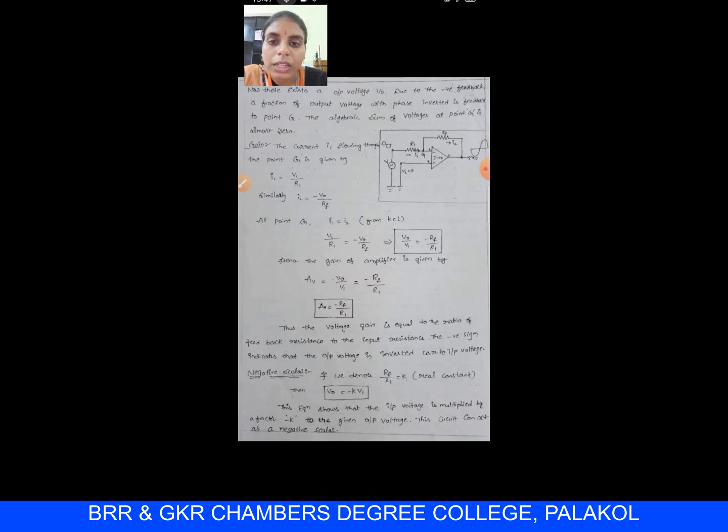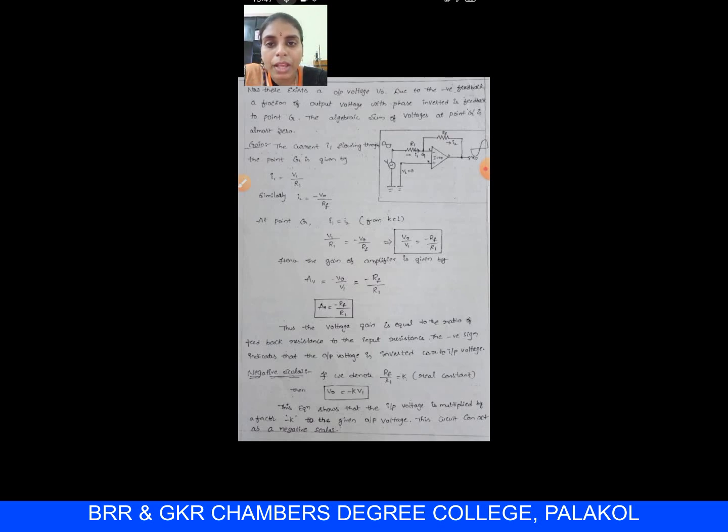Why does this equation come from? According to Ohm's law, V is equal to IR, so I is equal to V by R. I2 is nothing but the current flowing through the feedback resistor, so I2 is equal to V0 by RF. At point G, I1 is equal to I2 from Kirchhoff's current law. Then V1 by R1 is equal to minus V0 by RF.